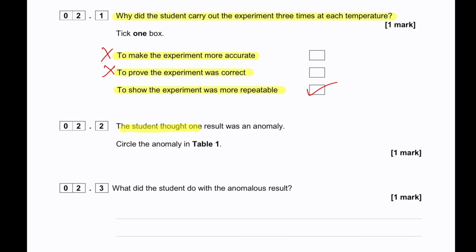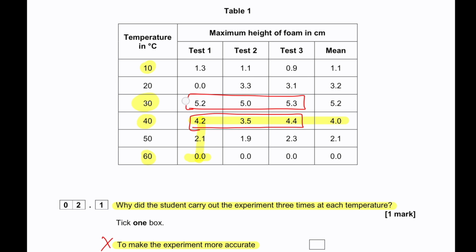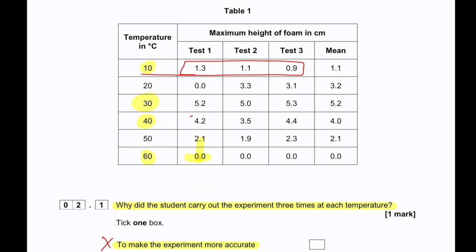The student thought one result was an anomaly. Circle the anomalous result in table 1. When trying to find an anomalous result in a table, we have to understand that an anomalous result is the one that doesn't match the trend. For example, at 10 degrees Celsius, the values are closely related. Whereas at 20 degrees Celsius in test 1, we only have 0 height of the foam. That means this must be an error, whereas the other 2 tests have 3.3 and 3.1. So temperature of 20 degrees Celsius, test 1.